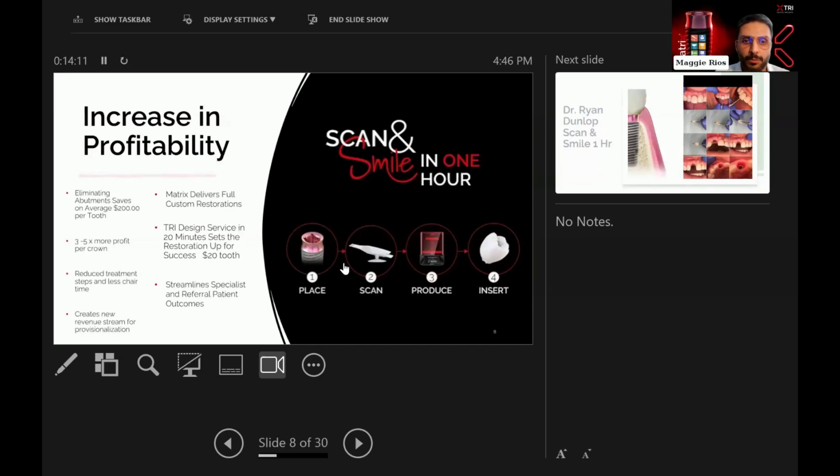Scan and Smile in 1 hour. This is really being practiced today. You place your implant for your singles, you do your scanning, you book a designer, or if you have a designer in-house, you send it to the design, get the design back, and then you print it. Obviously, you want to have a printer in-house, and then you deliver it. Everything happens in 1 hour. Depending on your workflow, it can take another 10 or 15 extra minutes, but most of the time it's about an hour, which is happening today.